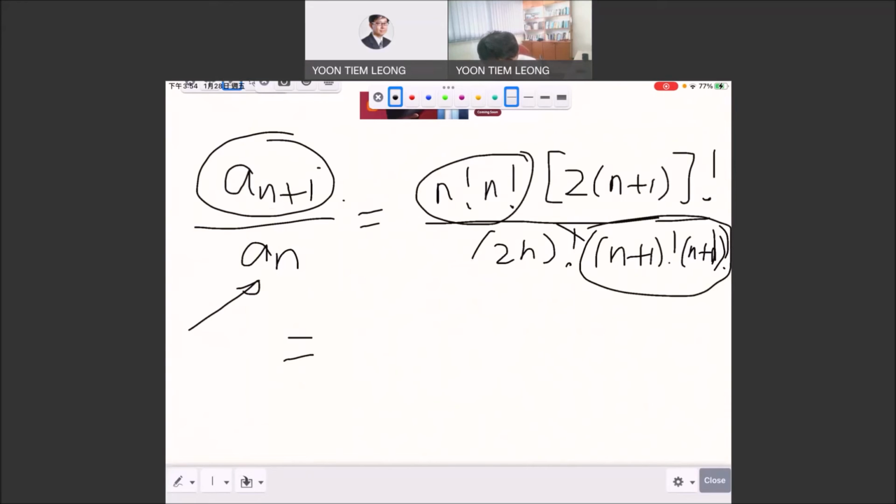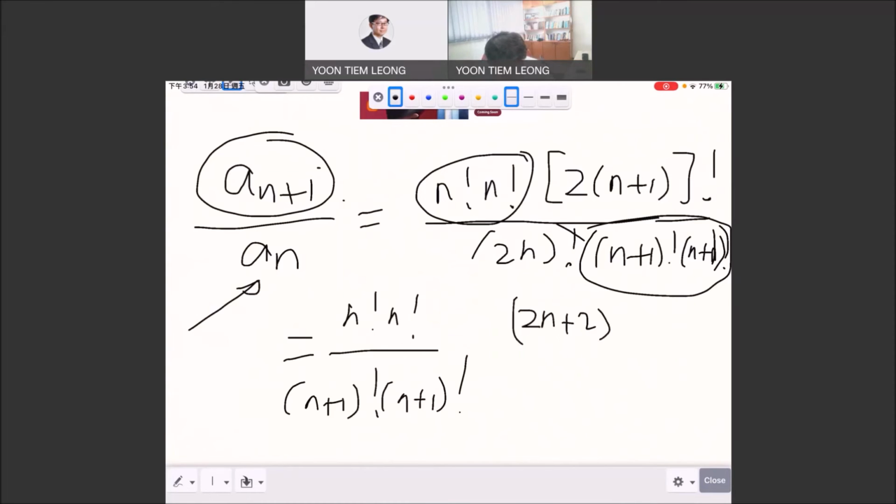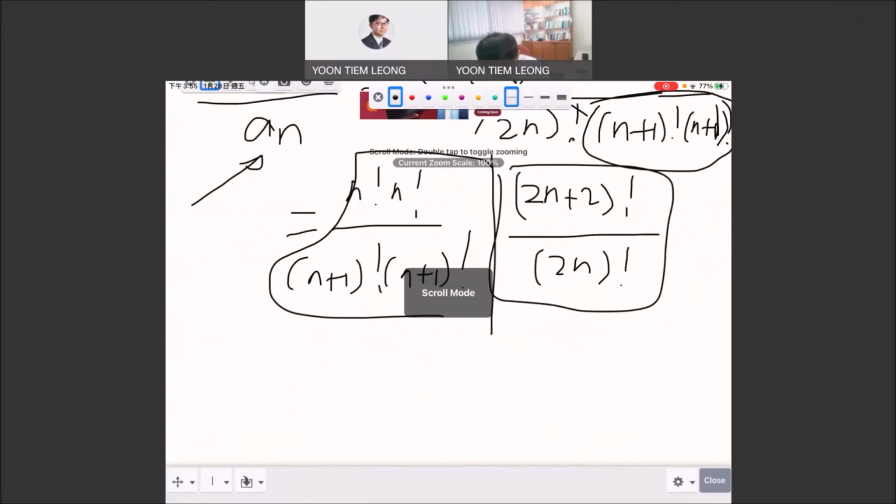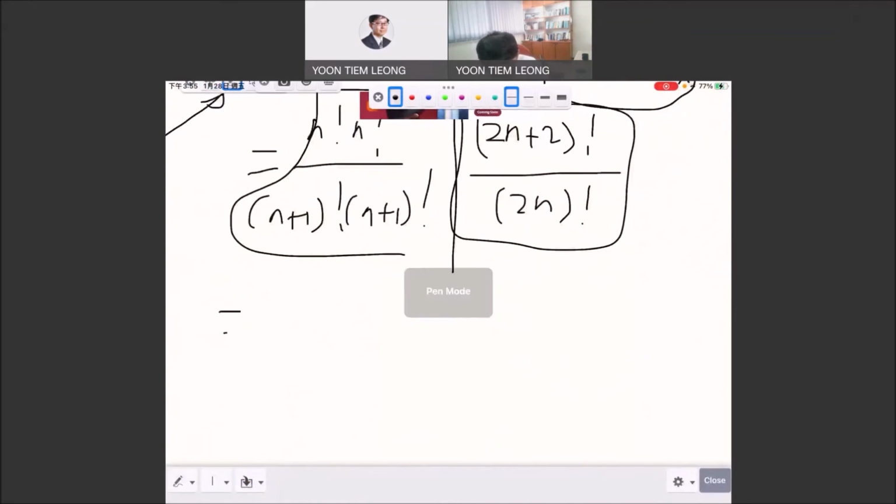So I'm going to write down n factorial divided by n plus 1 factorial times n plus 1 factorial. Then there's another part which is 2 of n plus 2 factorial divided by 2n factorial. So this will be treated separately from this part. Here you have n factorial divided by n plus 1 factorial, which is just equal to n plus 1.